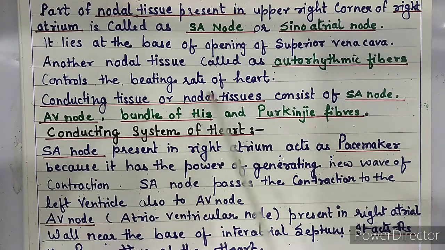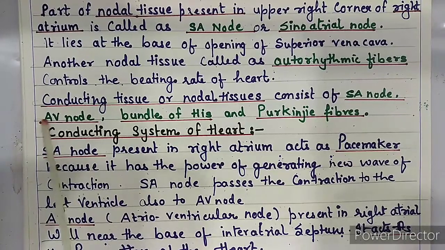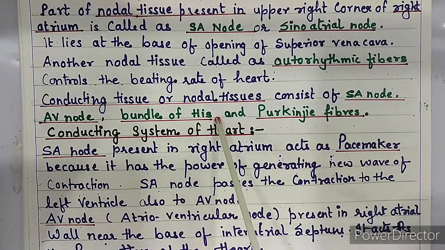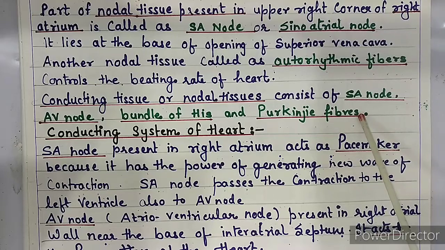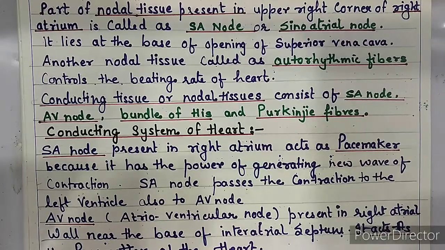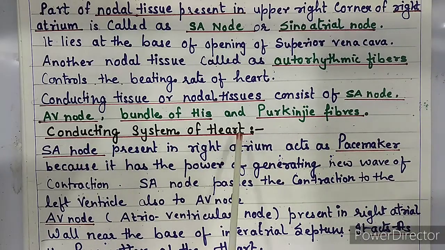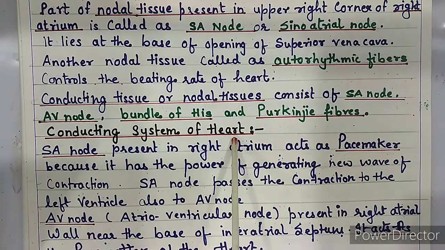So, conducting tissues or nodal tissues consist of SA node, sinoatrial node, AV node, auriculoventricular node, bundles of His and Purkinje fibers. So, children, these four form the conducting tissues or the nodal tissues: SA node, AV node, bundles of His and Purkinje fibers. Next is the conducting system of the heart. How do these four nodal tissues work?